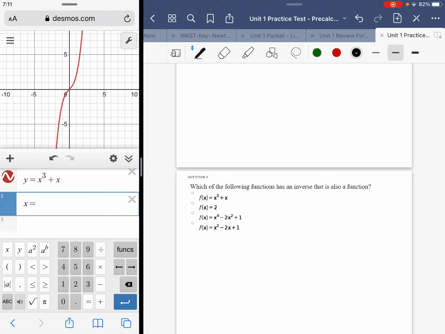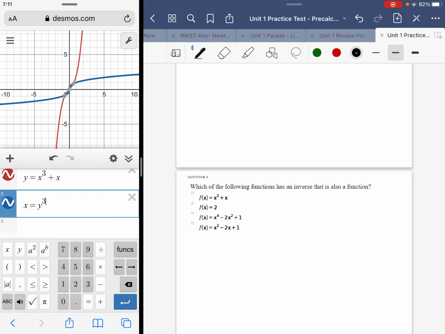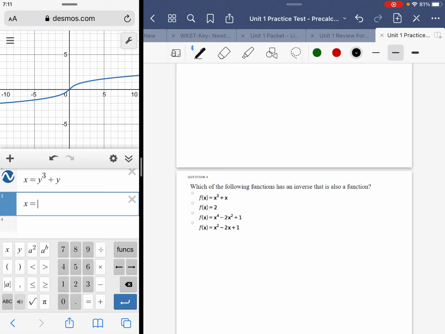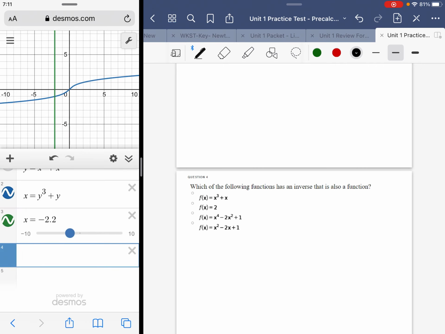So x equals y cubed plus y. Take a look at my inverse function and see if it passes the vertical line test. So I'll just plot a vertical line here and see if, no matter where I draw that vertical line, it only intersects at most one time. And that's the case here. So luckily we're able to figure it out on the first shot. But let me show you one that doesn't work. So this is the correct answer.